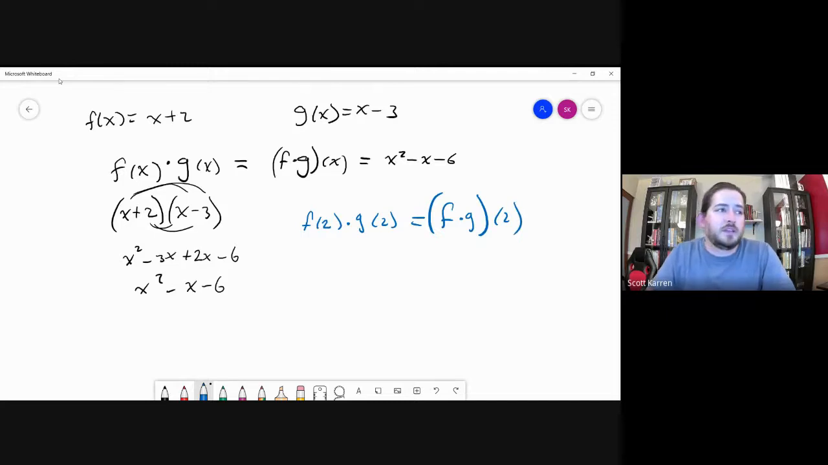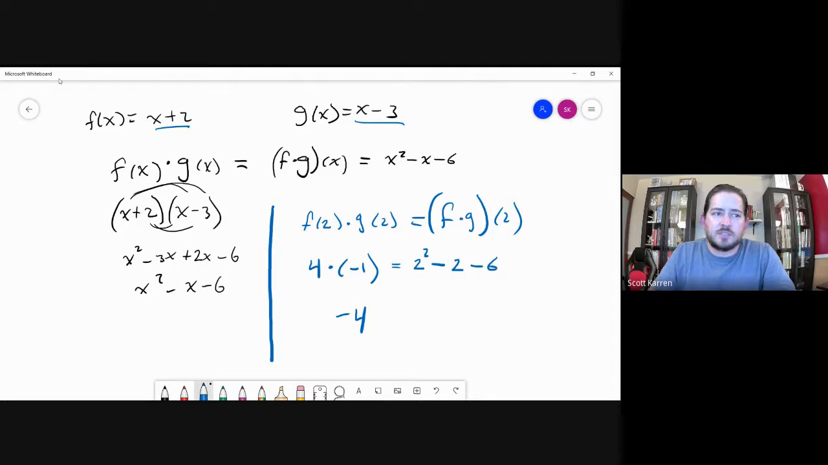So let's try it. f of 2 would be plugging 2 into f of x. So I'm just going to write it. 2 plus 2 is 4. g of 2 is 2 minus 3, so that's negative 1. So in the end here, I get negative 4. On the right-hand side, f times g evaluated at 2 is plugging a 2 in here, so 2 squared minus 2 minus 6, which is 4 minus 2 minus 6, or 2 minus 6, which is indeed negative 4. And they're the same, they check out, right?